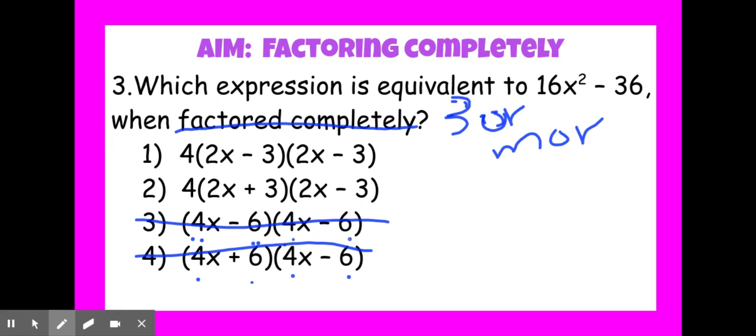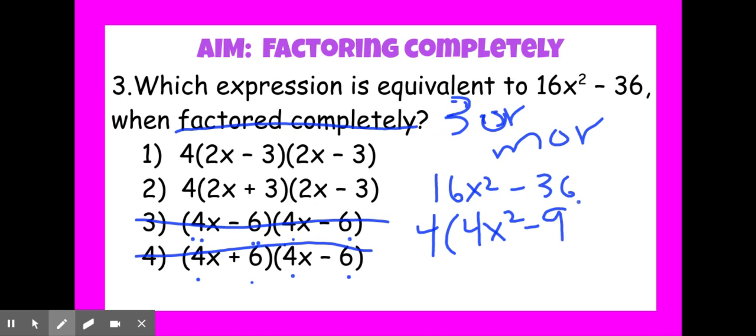So now your next step is, we know it's down to answer choice 1 and 2. So I have 16x squared minus 36. What's the greatest common factor between those 2? That would be 4. Now I'm left with 4x squared minus 9. So now here I'm going to set up my double bubble, bring your 4 down, and now it's a difference of 2 squares. I know there's a plus and minus sign in between them.